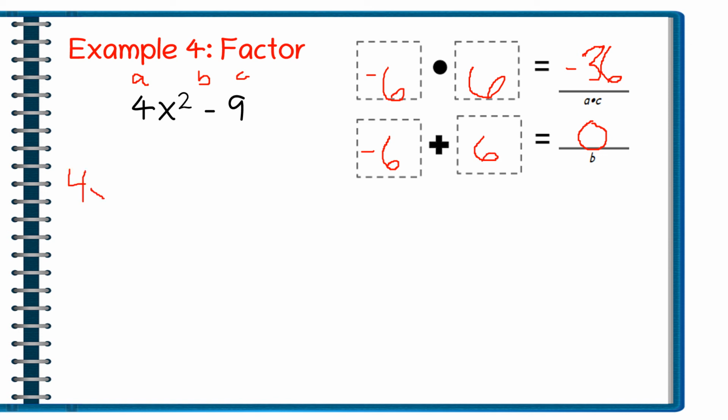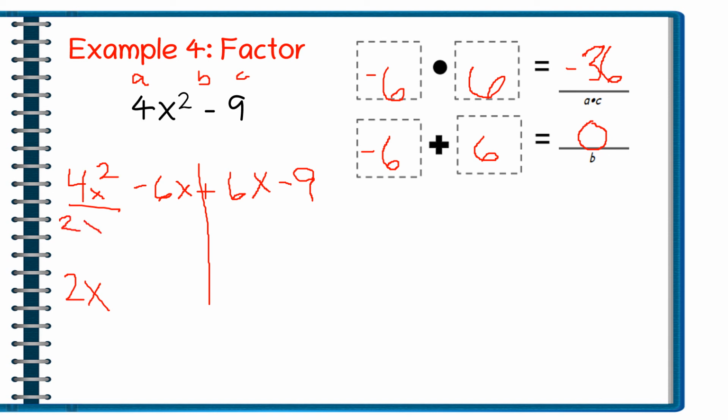So 4x squared goes in the front. The 0 term becomes -6x plus 6x. And then our -9 in the back stays the same. Now we have 4 terms. Our GCF for these 2 is going to be 2x. All right, that makes 2x minus 3.